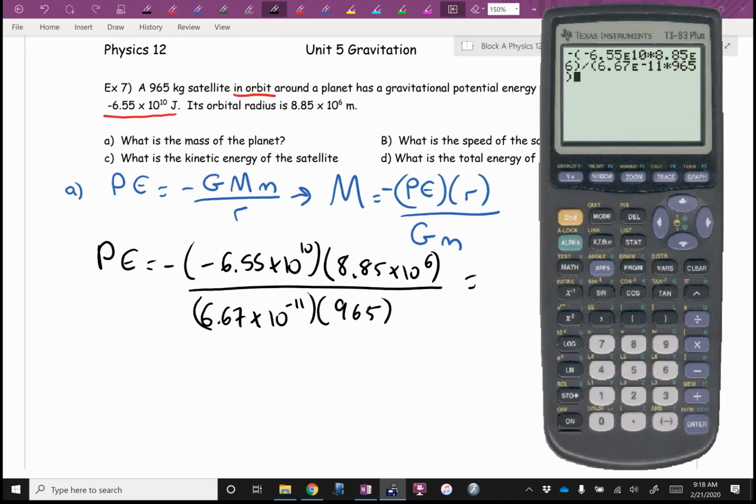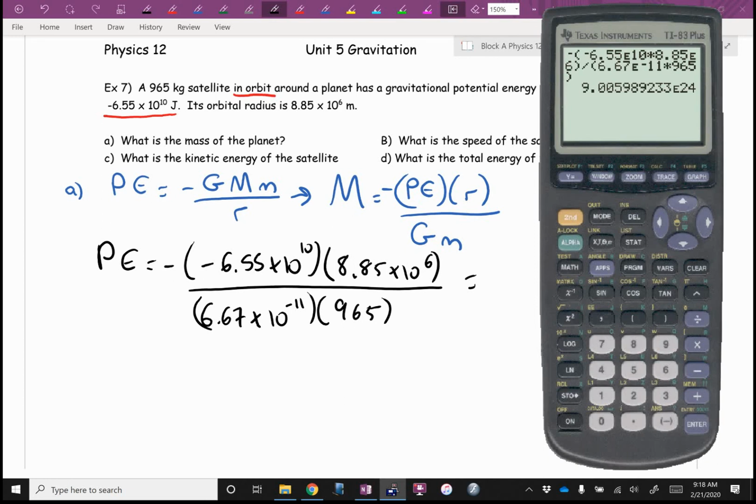Double check my typing, I think I'm right. Are we finding the mass of a planet? Am I expecting a fairly big mass? In other words, if I get an answer of like 3,000, I probably made a mistake, right? Oh, that looks fairly planet massy. See if you get what I got, 9.00598. I'm probably going to go 9.006 times 10 to the 24th.